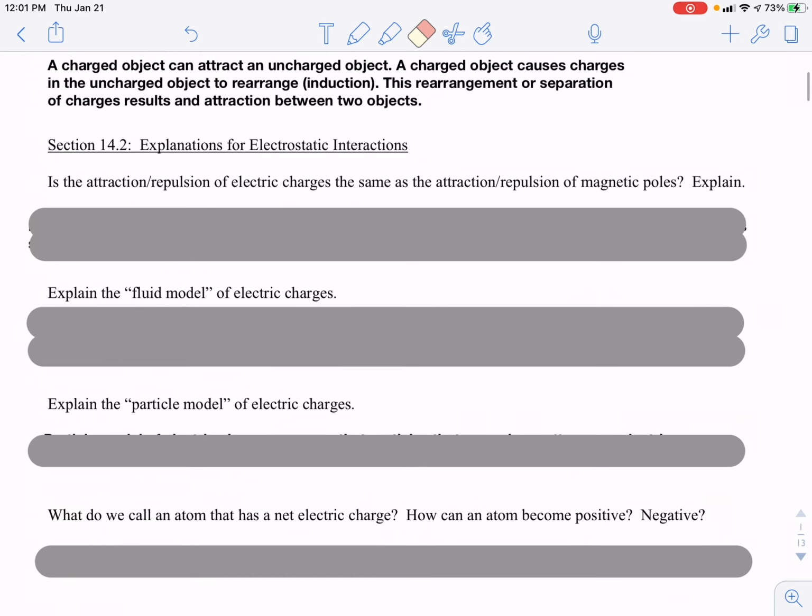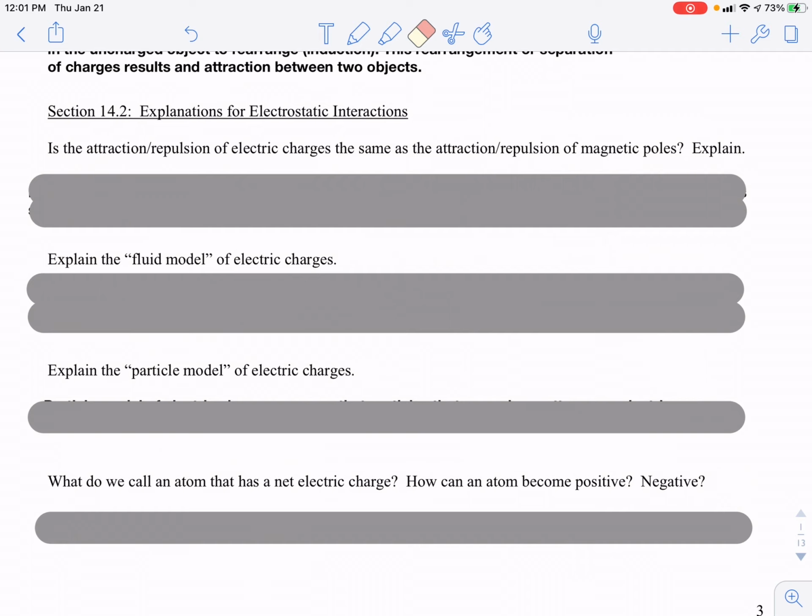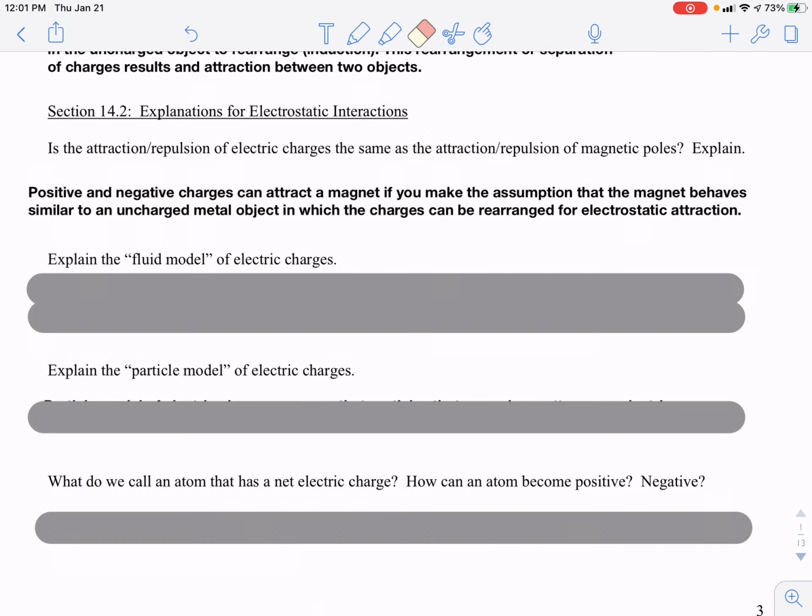Section 14.2, Explanation for electrostatic interactions. Is the attraction or repulsion of electric charges the same as the attraction or repulsion of magnetic poles? They're very similar. In other words, positive charges attract negative charges in the same way that north poles attract south poles. So there are some similarities there. Now, can a positive or negative charge attract a magnet?